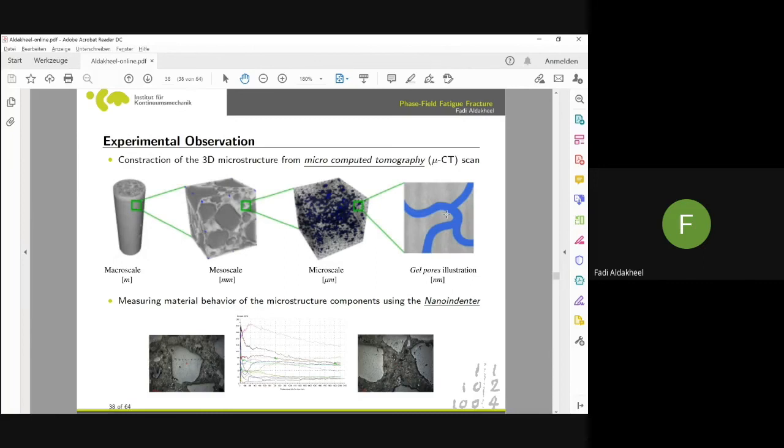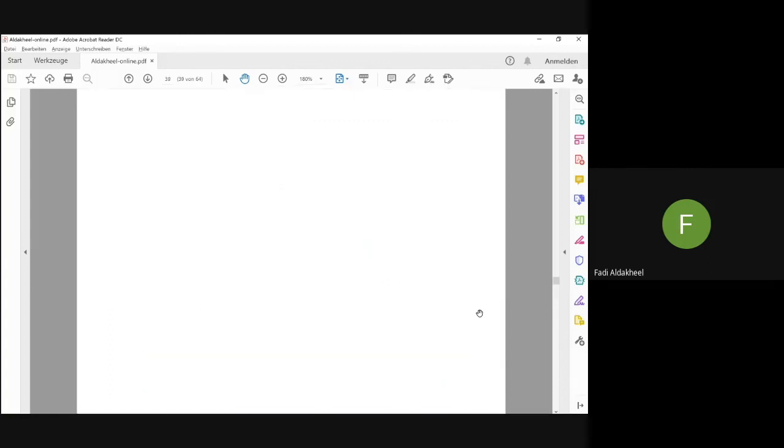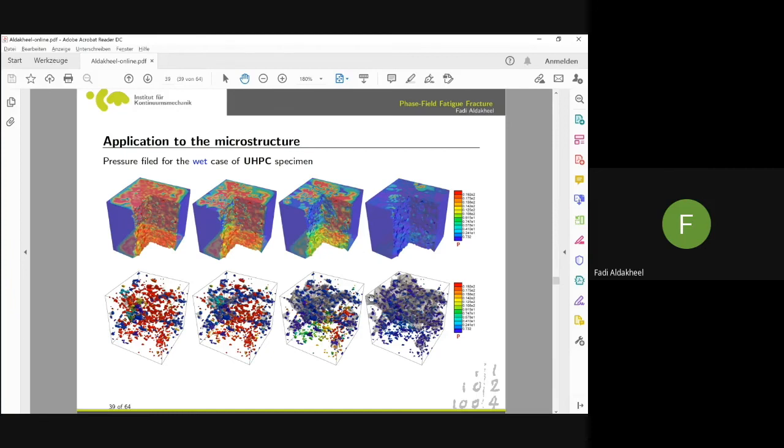So we need to think about that when we do modeling. Some material parameters for that we introduce, or let's say we get from our nanoindenter in our institute. And with that, we also run the same simulation, but at a real microstructure, a real geometry. And we were happy to show a result like that.